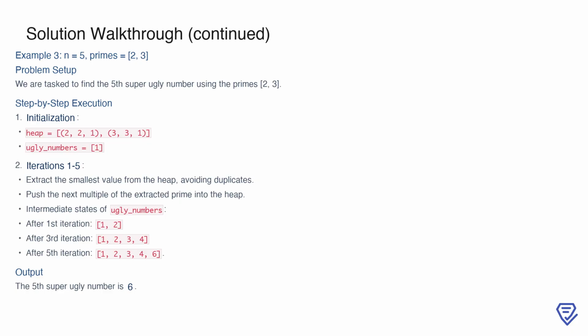After 3 iterations, the result list grows to 1, 2, 3, 4. Continuing the process, after 5 iterations, the result list becomes 1, 2, 3, 4, 6. The 5th super ugly number is the last number in this list, which is 6. This concludes the example and demonstrates how the algorithm efficiently calculates super ugly numbers by leveraging the heap to track and generate the next smallest values.